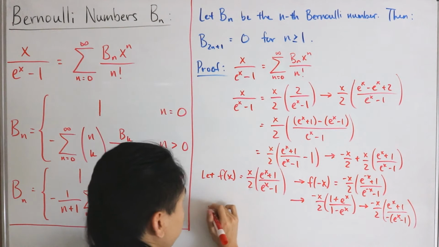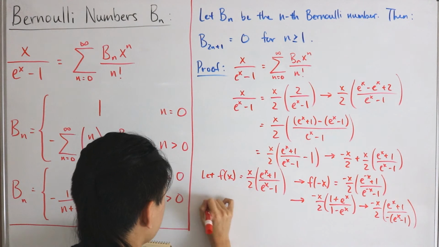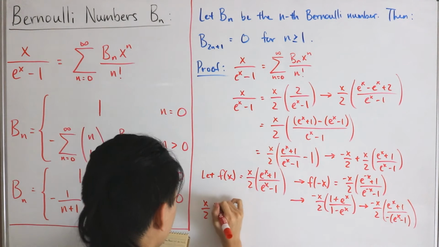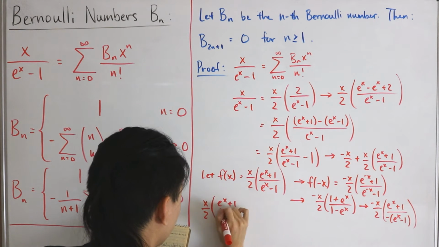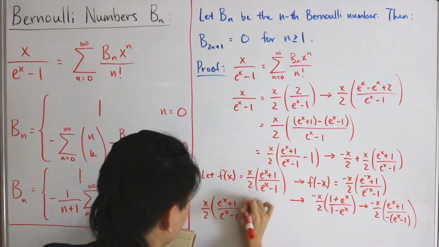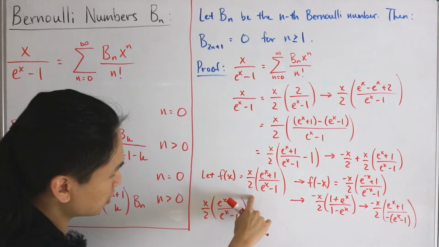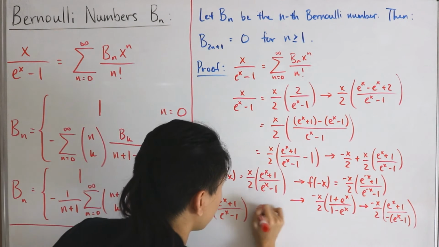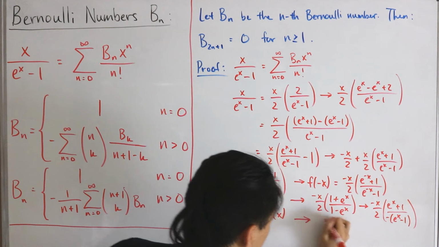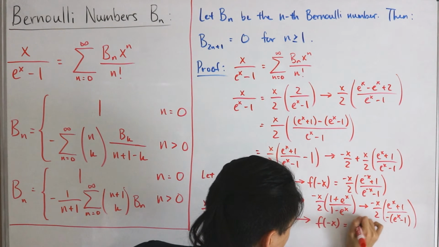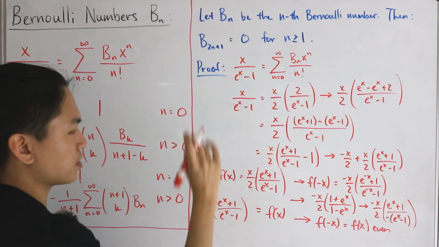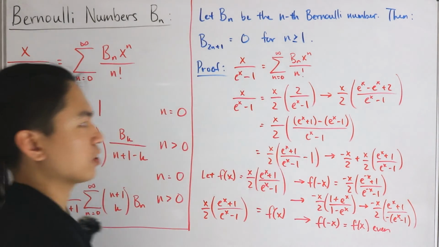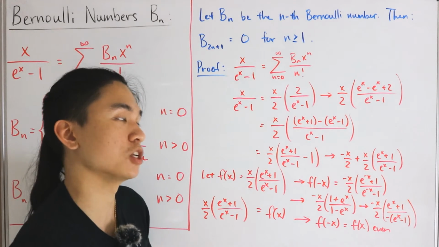So now we're going to have that this is just positive x divided by 2, and then multiply with e to the x plus 1, and then divided by e to the x subtract 1, which of course we just showed is the same function as f of x. So therefore that means that f of negative x is equal to f of x, aka an even function. So that's so far half of the proof that we're working on, so I'll get rid of everything here and then we can continue forward.